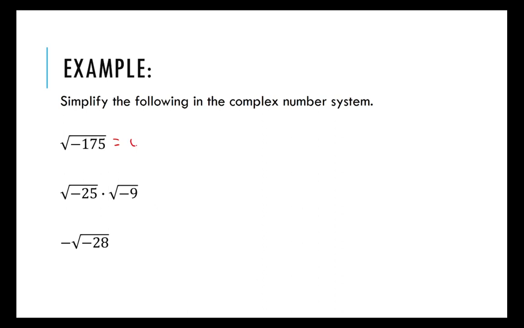Let's do the easy part first. The square root of the negative gives me an i. And then I'm left with the square root of 175. Well, for 175, we can rewrite that as the square root of 7 times 25. Since 25 is a perfect square, that's then going to be 5i root 7.